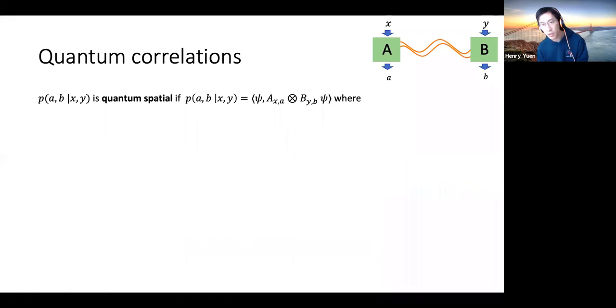But we believe that nature is not described by classical physics, but rather by quantum physics. And so here, the set of correlations appear to get richer. The reason they become richer, at least from a physical level, comes from something called quantum entanglement. And the way we mathematically model this is we say that a correlation is quantum spatial if it's given by this inner product formula that's shown in the first line.